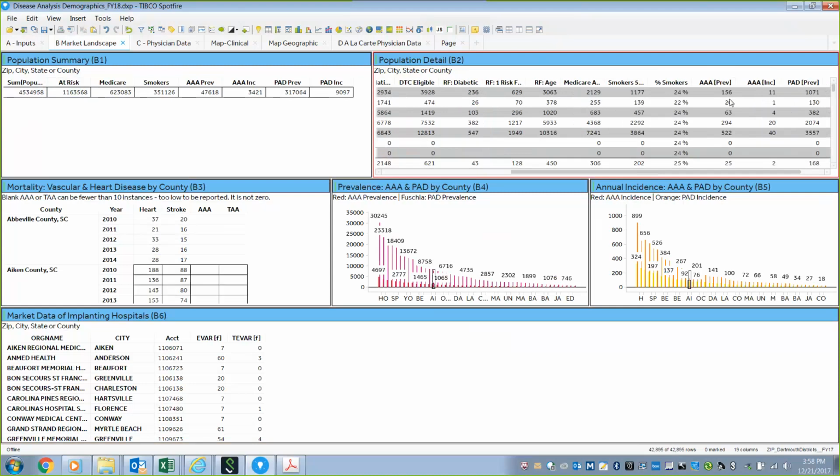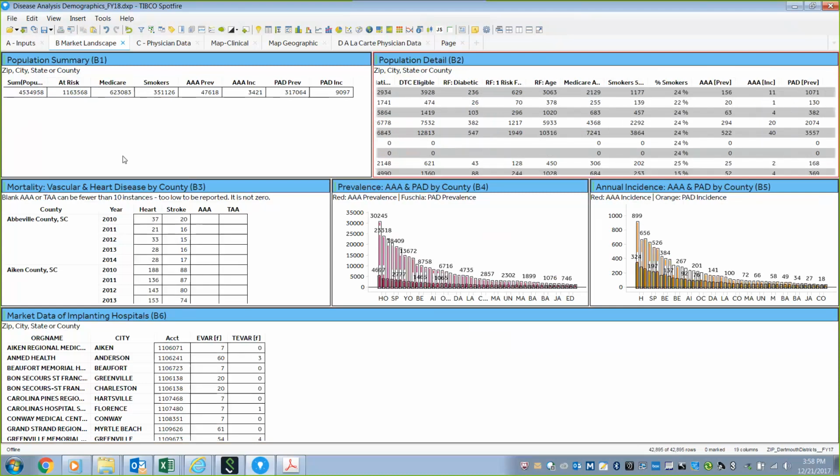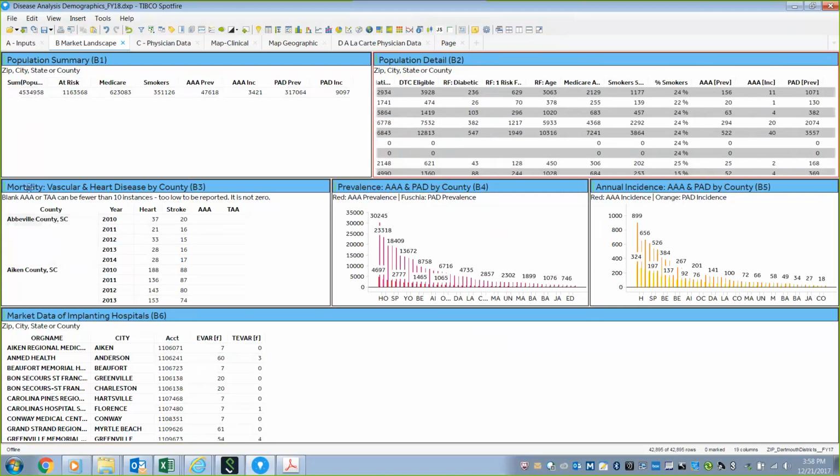So this is just the detail table for this. Okay, again, we're going to go down to mortality. This is CDC data as well. Mortality is a 5-year run rate here. We started with 2010, ended with 2014, and it's the mortality from heart attacks, strokes, AAAs, and thoracic aneurysms.